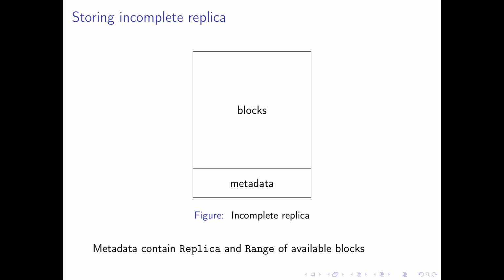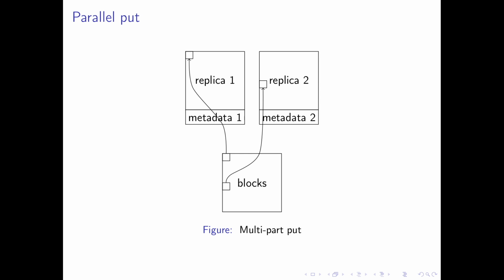You have the blocks, and then you have the metadata. This metadata is local to the host, so when you query the metadata, you don't have to go through the remote database. So here's an example of parallel get. You have two replicas from two servers, potentially, and as the client, you can just request them. Then you have parallel put. Sorry, this is parallel put.